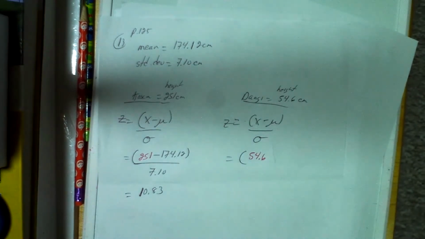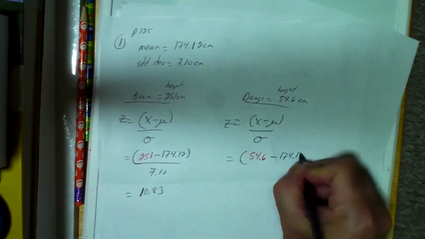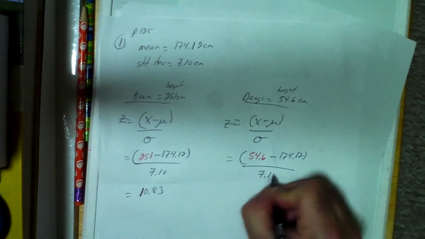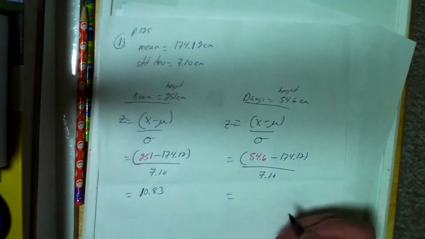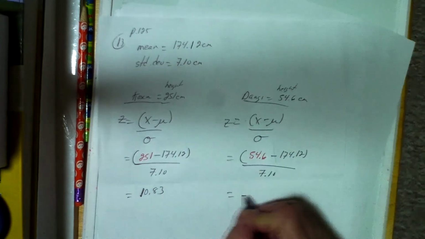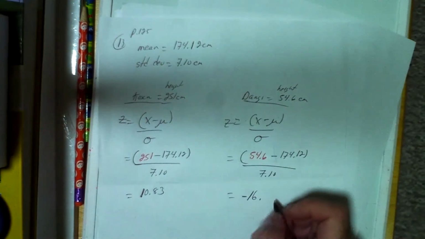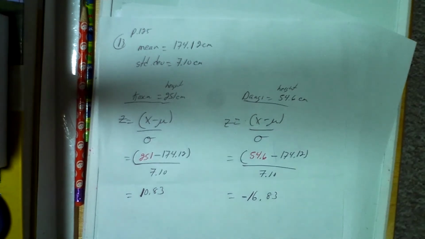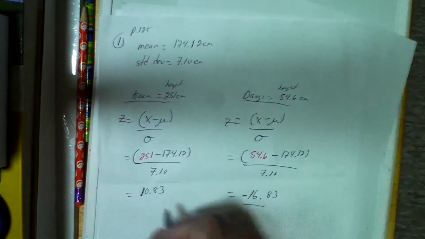54.6, and then we subtract the mean, 174.12, divided by 7.10, and let's compute it. 174.12 divided by 7.10. Negative 16.83. That is Mr. Dangy's, and that is Mr. Kosen's.